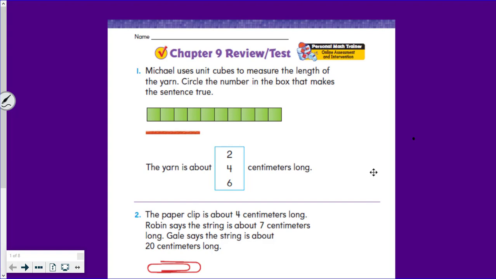All right, Michael uses unit cubes to measure the length of the yarn. Circle the number in the box that makes the sentence true. So this yarn is 1, 2, 3, 4 centimeters long.